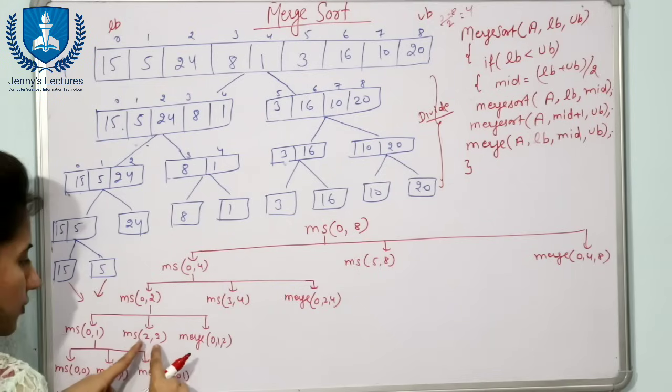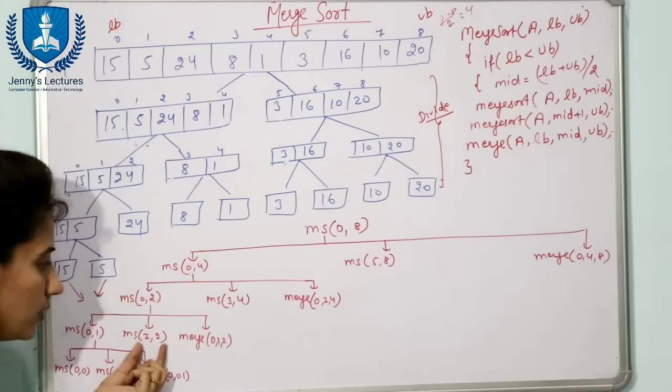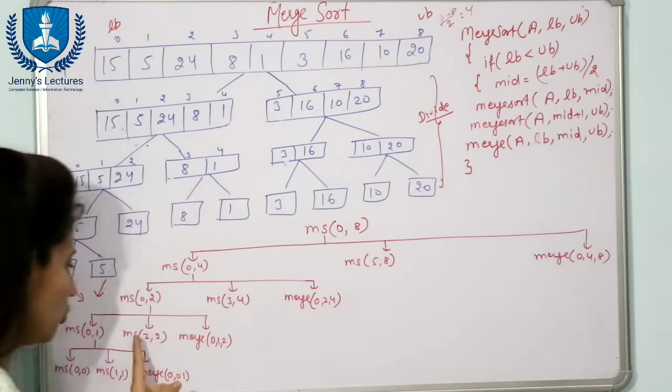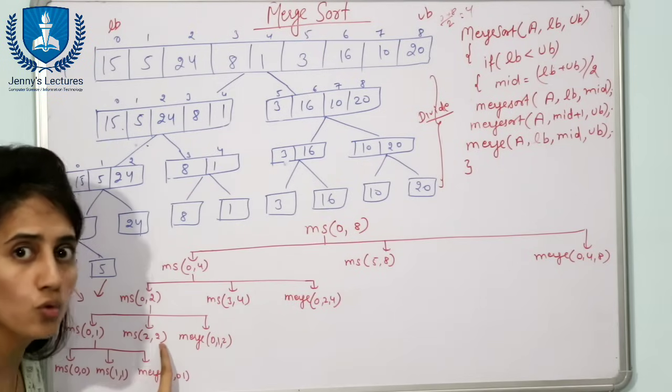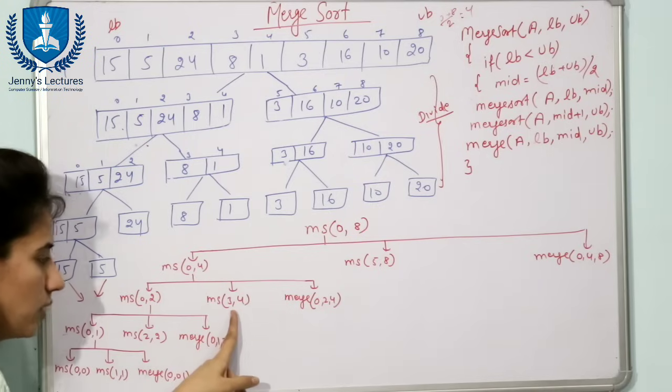Fine. Here we have 2, 2, that is one element only. So we are not going to divide this anymore because lower bound is 2, upper bound is also 2. 2 is less than 2, no, this condition is not true. So we are not going to divide this. This is merge.